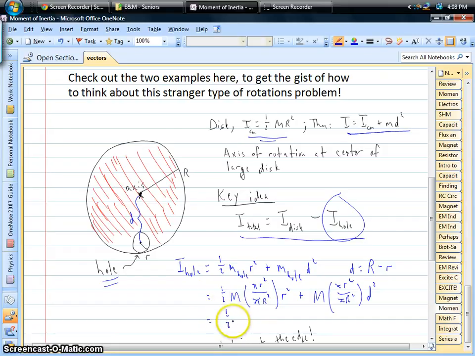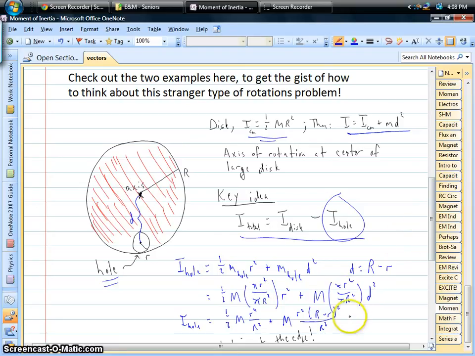this is going to be 1/2 times the total mass. On top we have a little r to the 4th over big R squared. Okay, the pi's drop out. Plus the mass times little r squared. Now d squared is going to be the quantity total radius minus the missing radius squared all over big R squared. That's the moment of inertia of the whole using the parallel axis theorem.